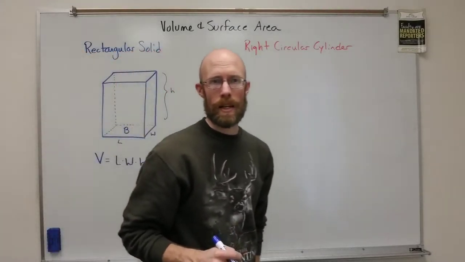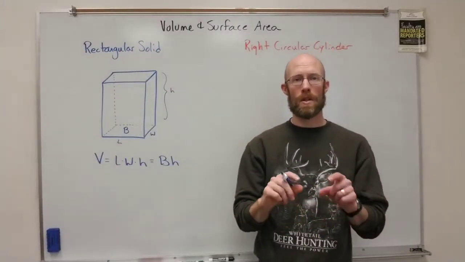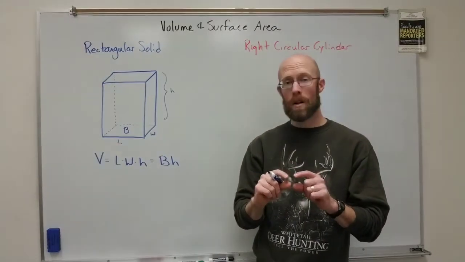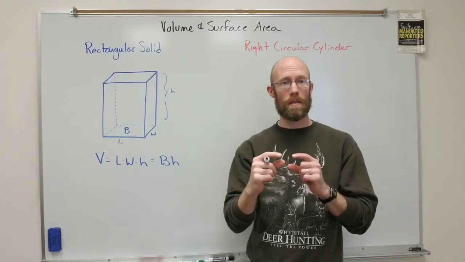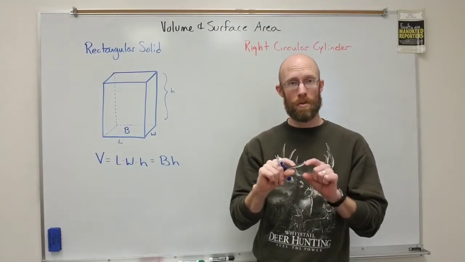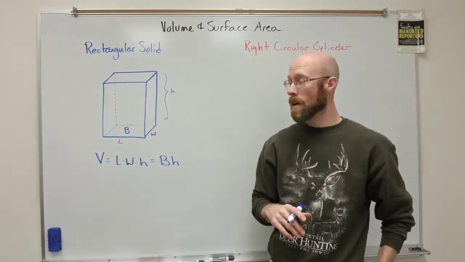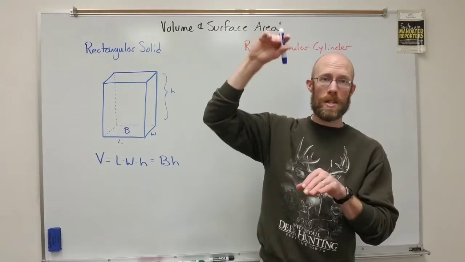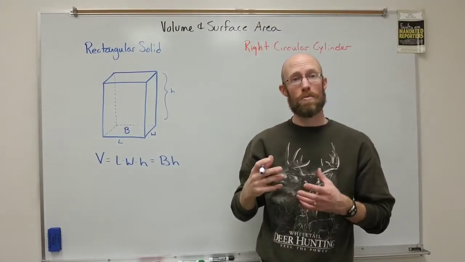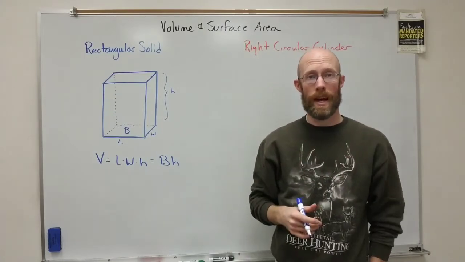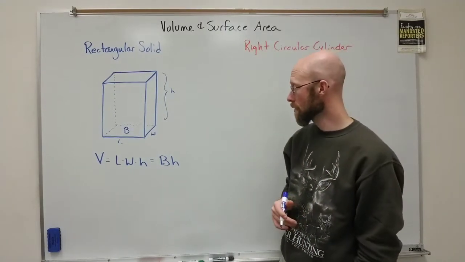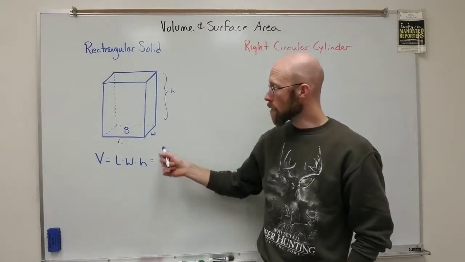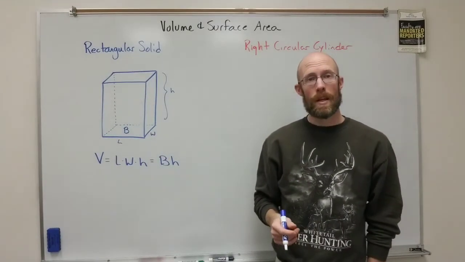Okay, and again, that base area gives you the number of 1 cubic unit cubes, the number of individual cubes per layer, and then the h gives you the number of layers that you stack high, and then the volume is the total number of cubes in that solid. Okay. All right, so that's just a general formula for any rectangular solid.